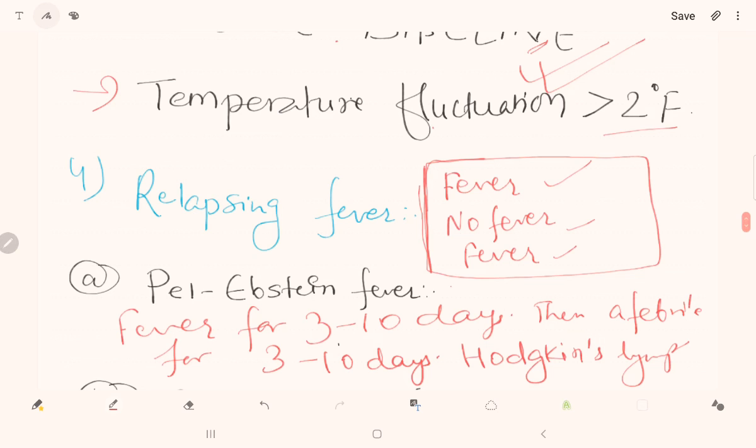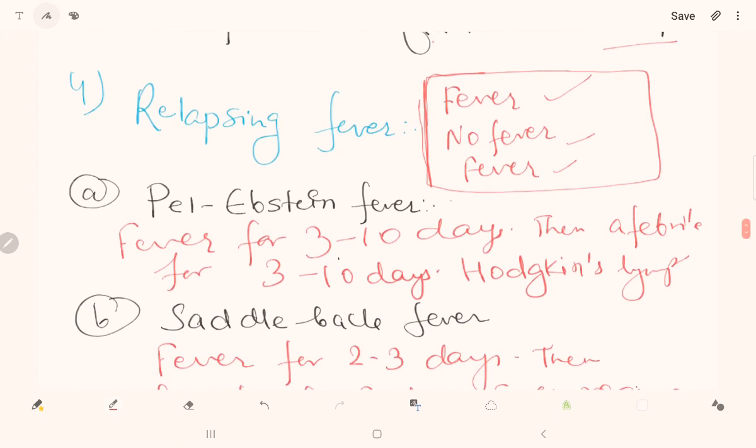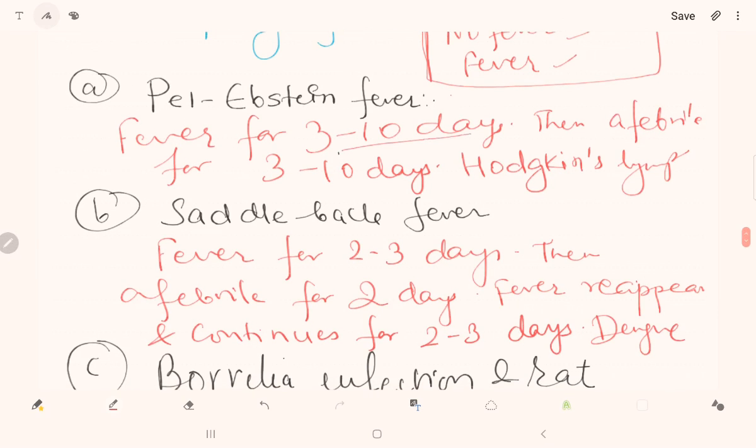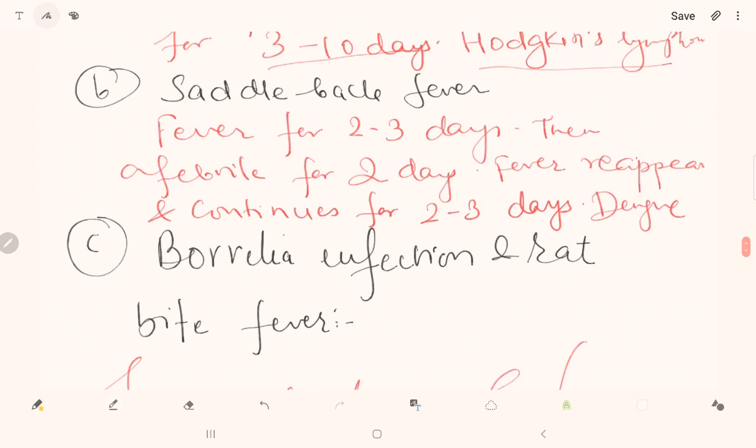then again fever. Examples of it are Pel-Ebstein fever: fever for 3 to 10 days, then afebrile for 3 to 10 days. This happens in Hodgkin's lymphoma. Saddleback fever: here fever occurs for 2 to 3 days, then there is an afebrile period for 2 days, and again fever reappears and continues for 2 to 3 days. An example is dengue fever.